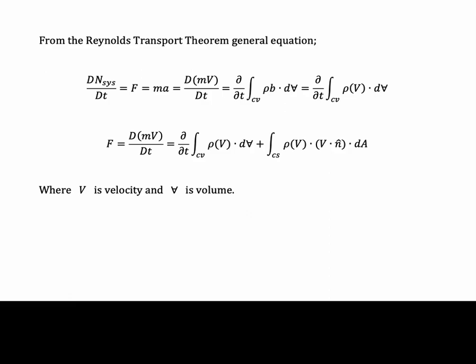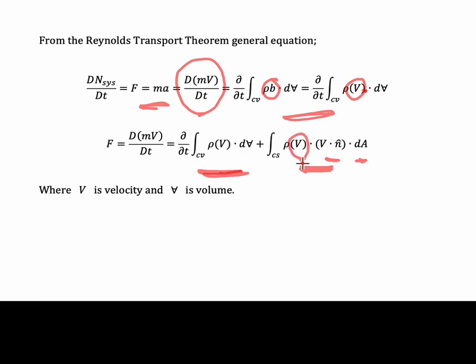And then this is the Reynolds transport theorem, the general one. We have dN system/dt, which is equal to force, which is equal to ma. And then we split the acceleration into velocity and time. We have this term, and we have this one. And then we need to change the b here into the velocity. And then the second term, which is the integration over the control volume, will become rho V dV, and the integration over the control surface will become rho V Vn dA.